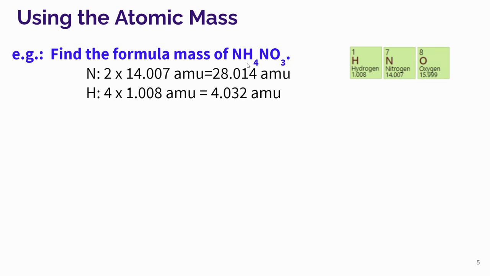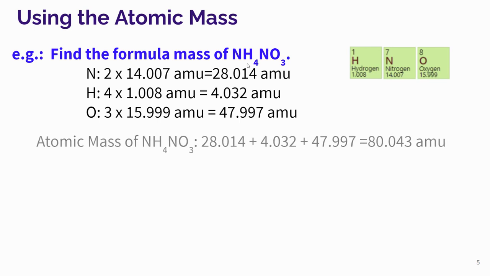And then lastly, we have oxygen. And as you can tell by the subscript, there are 3 of them, so 3 times 15.999 gives me 47.997 atomic mass units. So all I've done so far is added up the relative mass that each of the elements contributes, but finally what we need to do is add them all up to find the atomic mass of the whole compound.